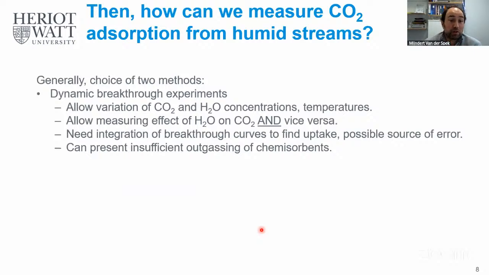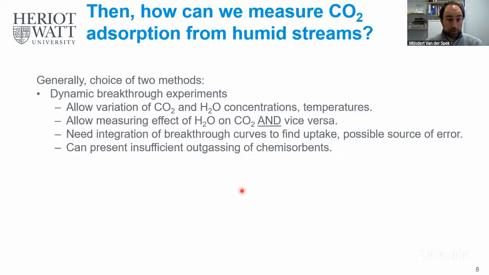So generally, there's a choice of 2 methods. The first one would be dynamic breakthrough experiments, and these are the workhorses in terms of lab methods. Breakthrough methods are really a workhorse of the adsorption community, right? Many of you will have used them, or will have such experiments in the lab. And what they do allow is varying CO2 and water concentrations and temperatures. So that's really nice. You can dose CO2 and water in different concentrations at different temperatures, and usually you'll also have some kind of a vacuum system, so you'll be able to regenerate your sorbents, etc.